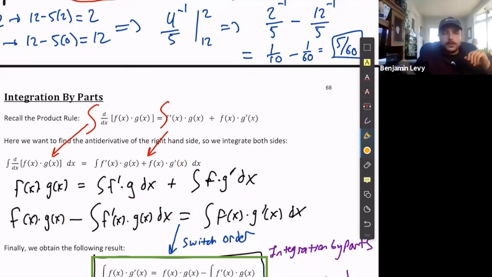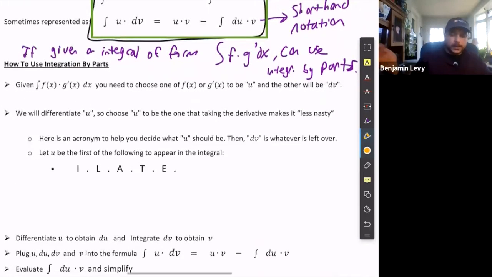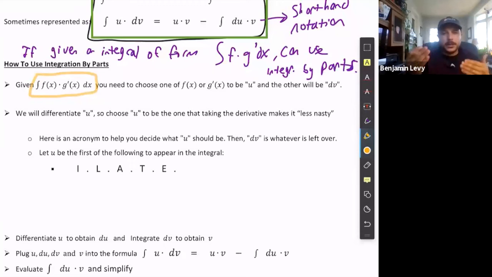Other thoughts or clarifications and things like that? All right, let's talk about how to actually use it. This is the thing that you actually probably want to know, and the thing that'll be important moving forward, right? How do we actually use integration by parts? Well, as I just mentioned, you're going to be given something that looks like this. So it's going to be some function multiplied by some derivative. You're not going to really be able to tell necessarily which is the function and which is the derivative. And so here's how we actually choose which is which.